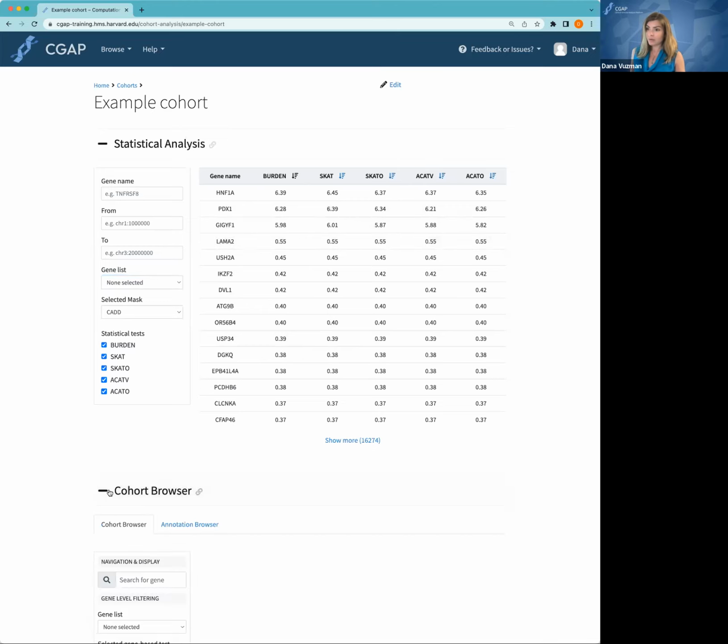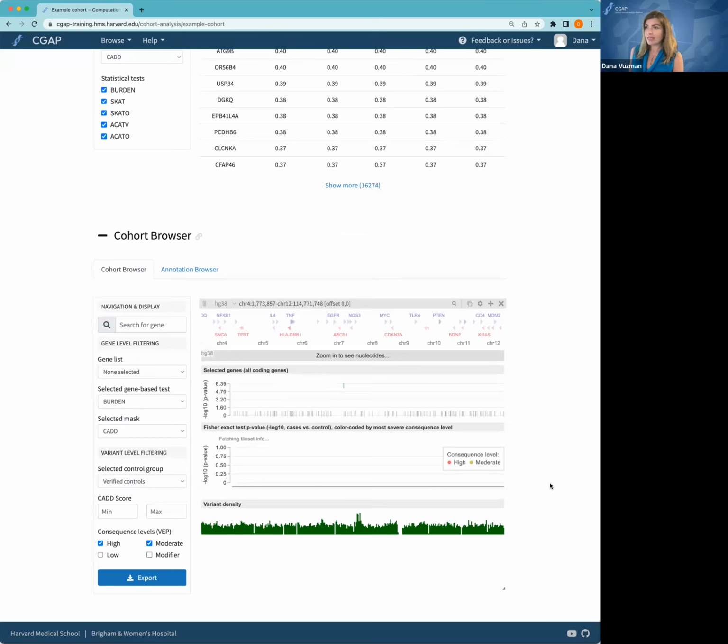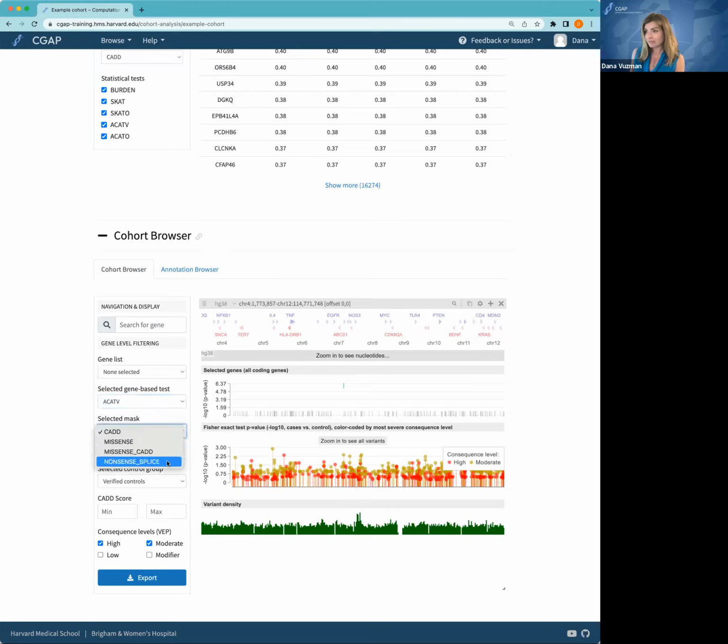LAMA2, by going to the Cohort Browser and looking at the gene more closely. The Cohort Browser uses our HiGlass server, and what we can see here is the different genes on the first track, the negative log 10 of the p-value of the selected test, which is the burden test in this case. We can see the selected mask, which is the CADD score mask, and again, those are changeable facets. We can look at different tests, and we can look at different variants over here.